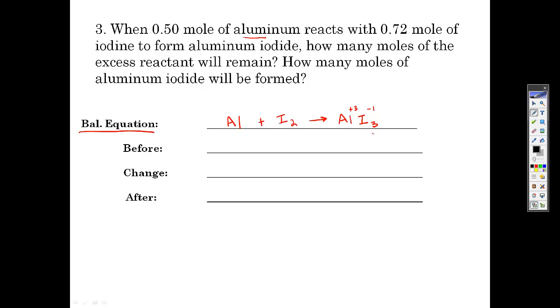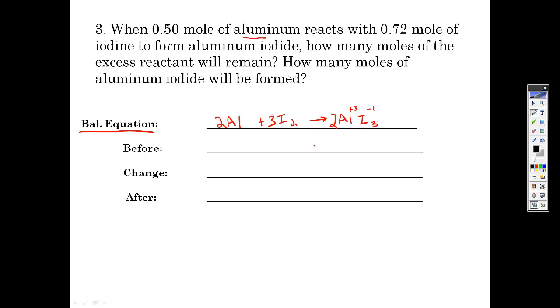Now, once we have our correct equation, all we have to do is balance it. So let's do that. 1 aluminum, great. 3 iodines, 2 iodines, that's not going to work. Let's put a 2 here to even that number out. That way we can put a 3 here, and then we're going to need a 2 here at the end. So now we've got a balanced equation.